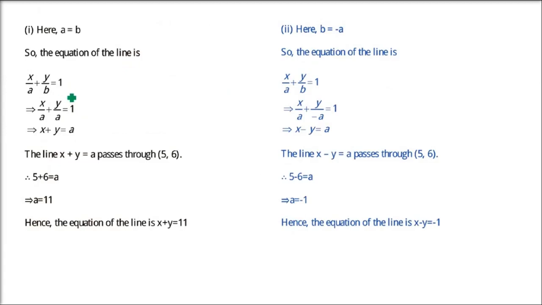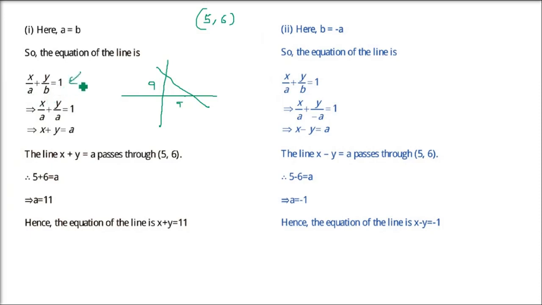Find the equation of the straight line which passes through the point (5, 6) and has equal intercepts on the axes. So two parts are there. The thing common is that they both are passing through (5, 6). The first case is equal in magnitude and both positive. That is, if we have a line, it may pass through (5, 6), which can be anywhere, but the intercepts on the axes are the same.